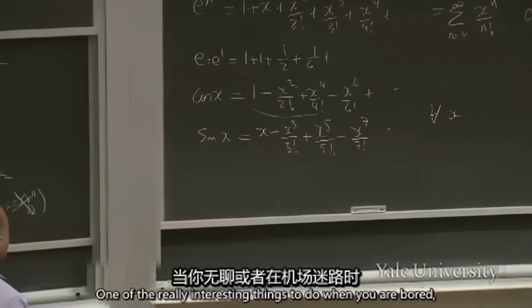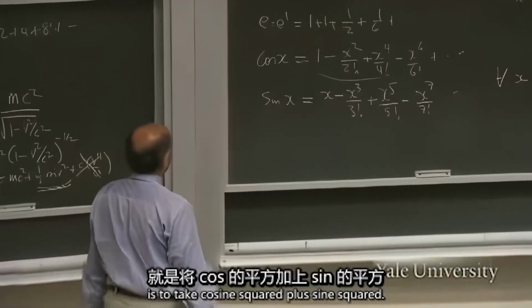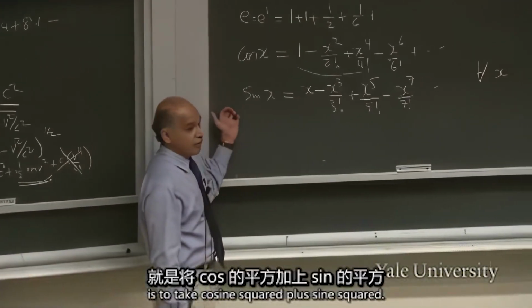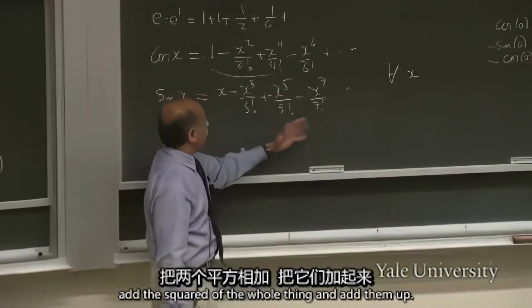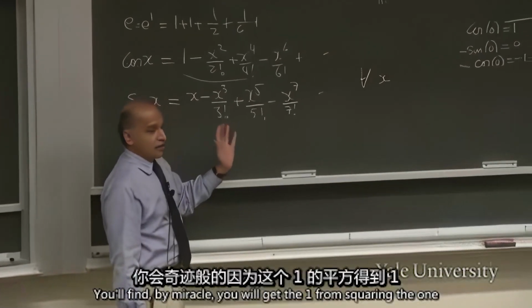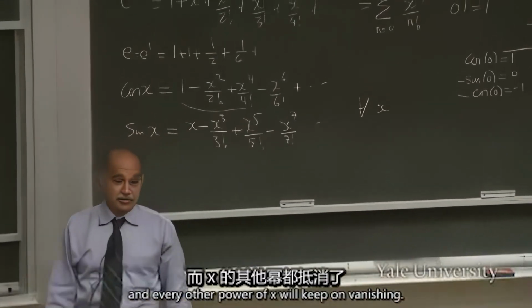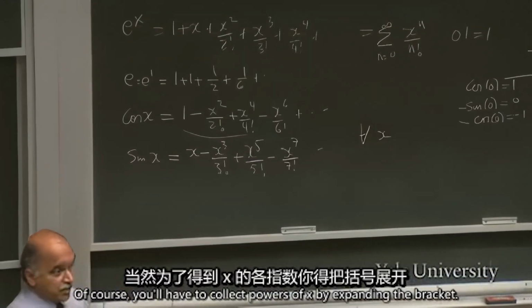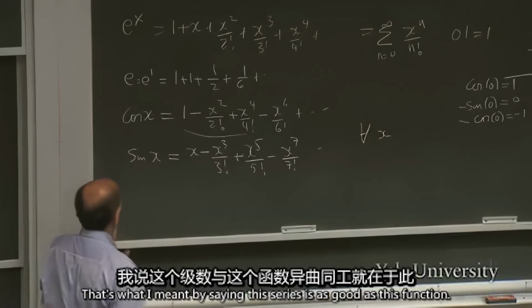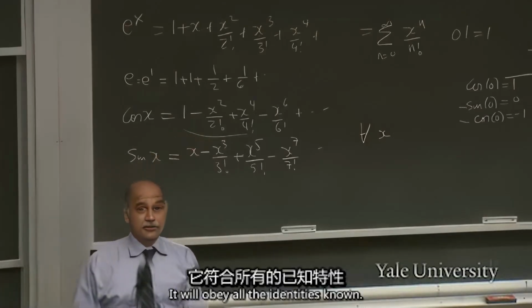One of the really interesting things to do when you're bored or stranded somewhere in an airport is to take cosine squared plus sine squared. You know, square the whole thing, add the square of the whole thing, and add them up. You will find by miracle, you will get the 1 from squaring the 1, and every other power of x will keep on vanishing. Of course, you will have to collect powers of x by expanding the bracket, but they will all cancel. That's what I meant by saying this series is as good as this function. It will obey all the identities known.